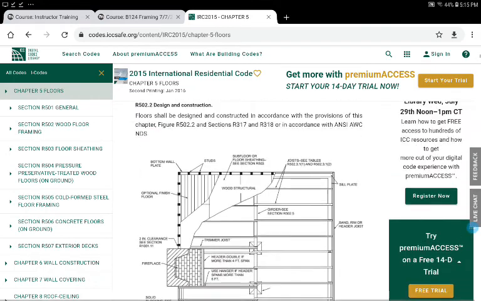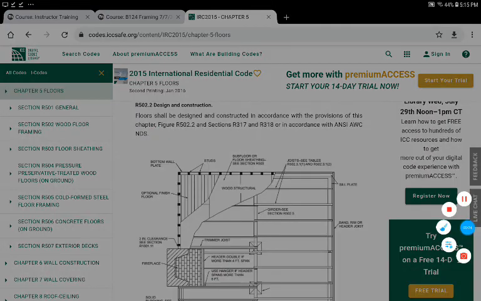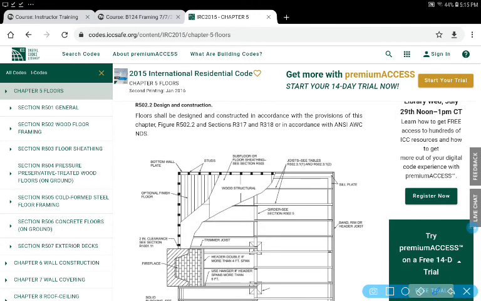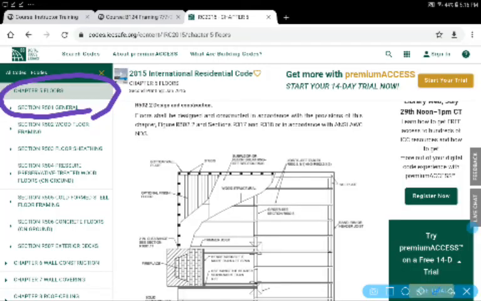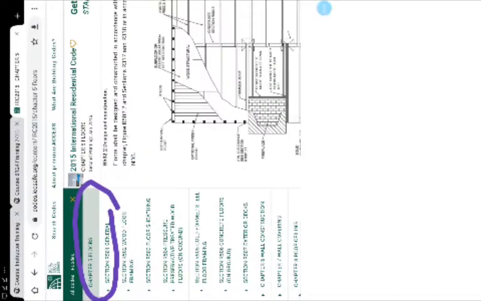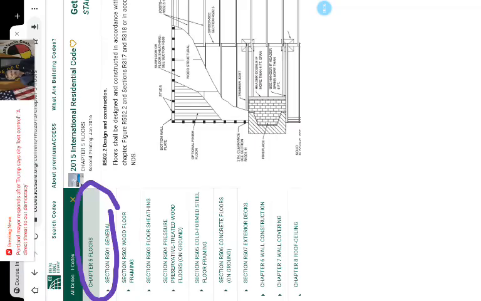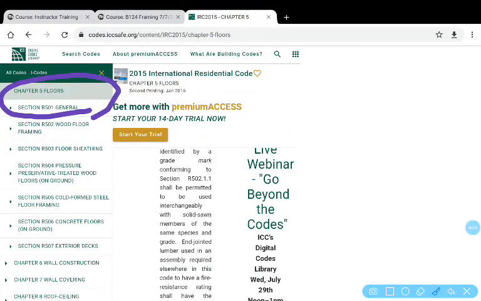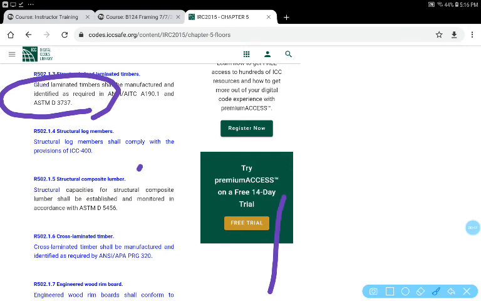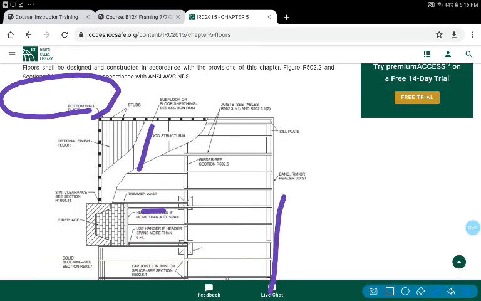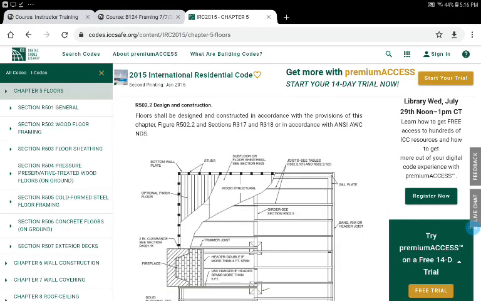First, you notice we are in Chapter 5 of the code book. I will provide you with a link. This is Chapter 5. And notice if you turn your tablet sideways, it makes it harder to work. So the best way to use this is holding it down like this, okay?